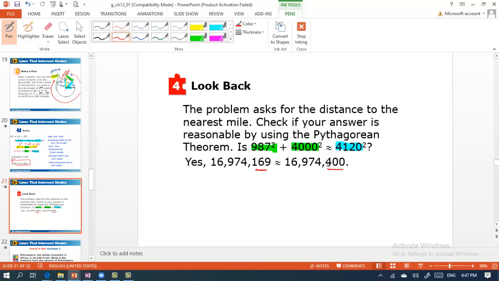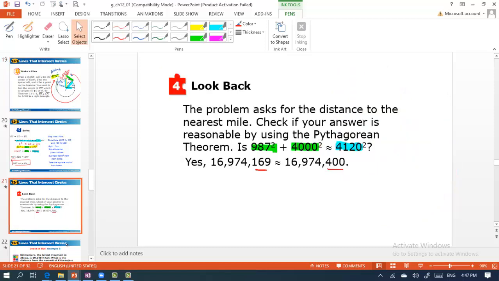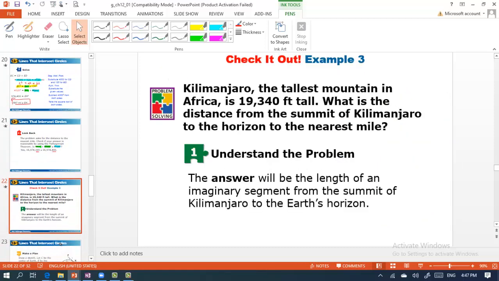Okay, and this is the difference between the altitude and the non-altitude. The altitude for the airplane and the not altitude. This is the difference. This is just to check mentally.